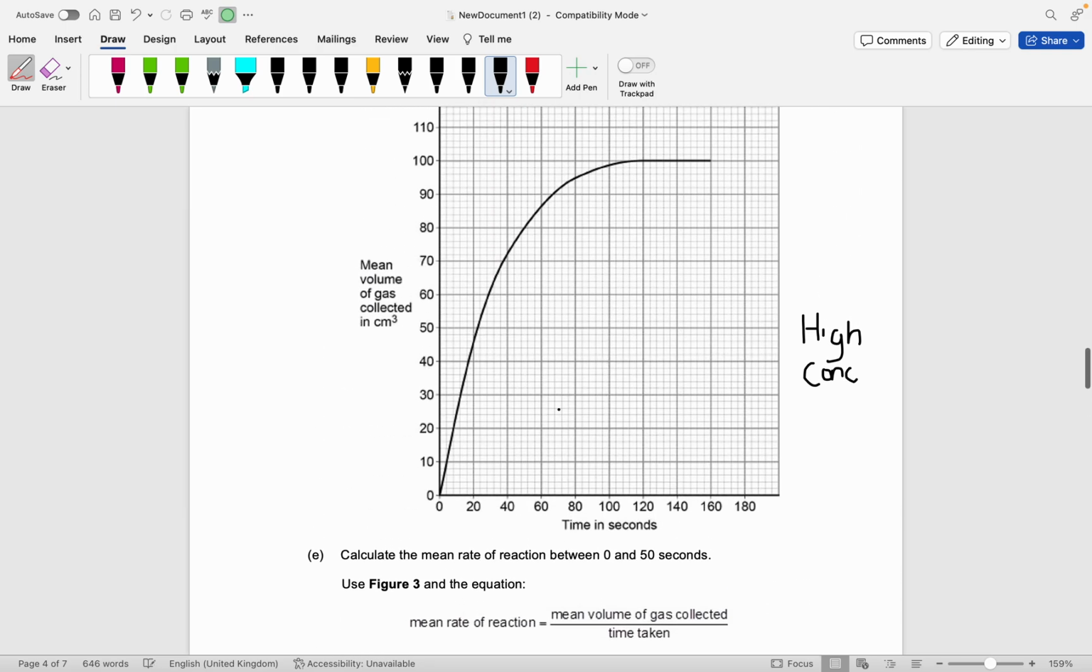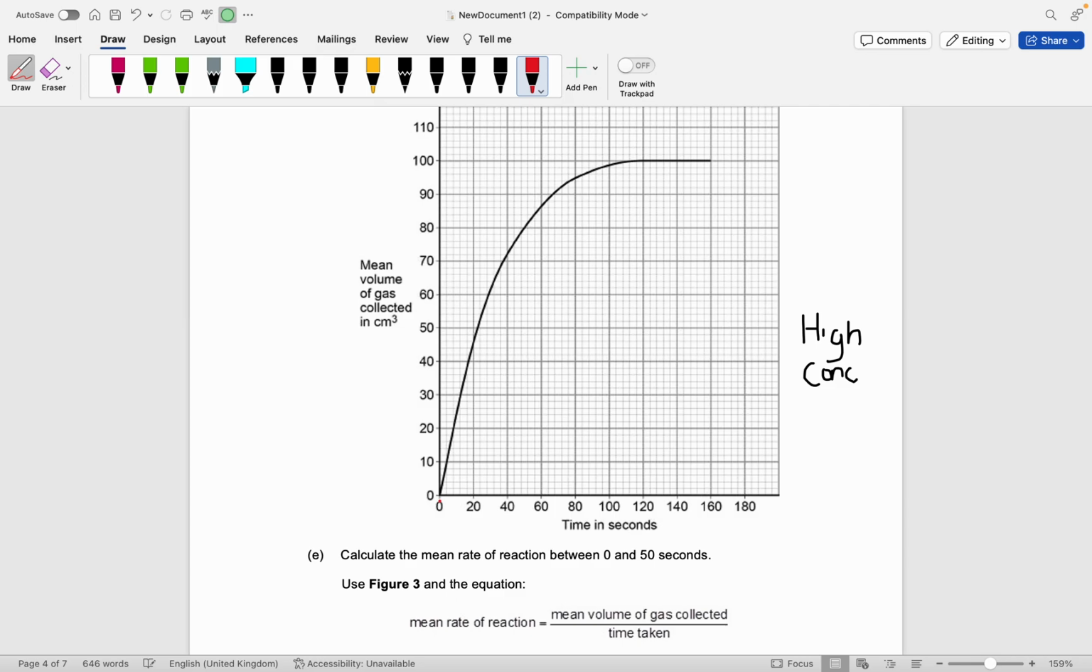So in your exam, you would obviously have a pencil and a ruler. I don't have that luxury at the moment because I'm on a computer. So I'm going to do it with the best I can do with my little pens and hopefully quite a steady hand. So it asks me to calculate the mean rate of reaction between 0 and 50 seconds. If I go along the bottom here, I can see that my x-axis is the time in seconds, and my y-axis is the volume of gas collected in centimetres cubed, just like the previous graph.